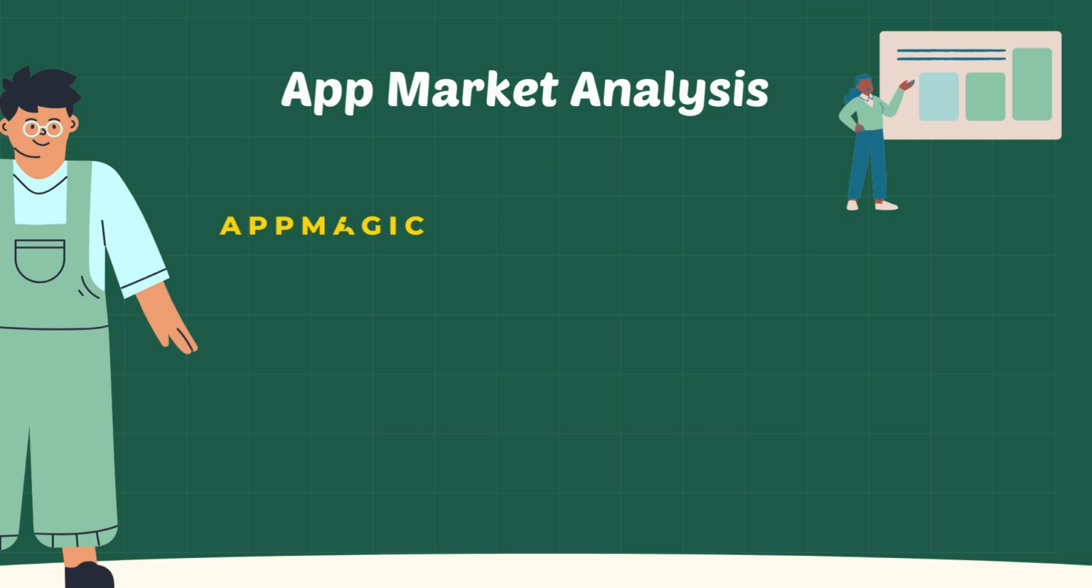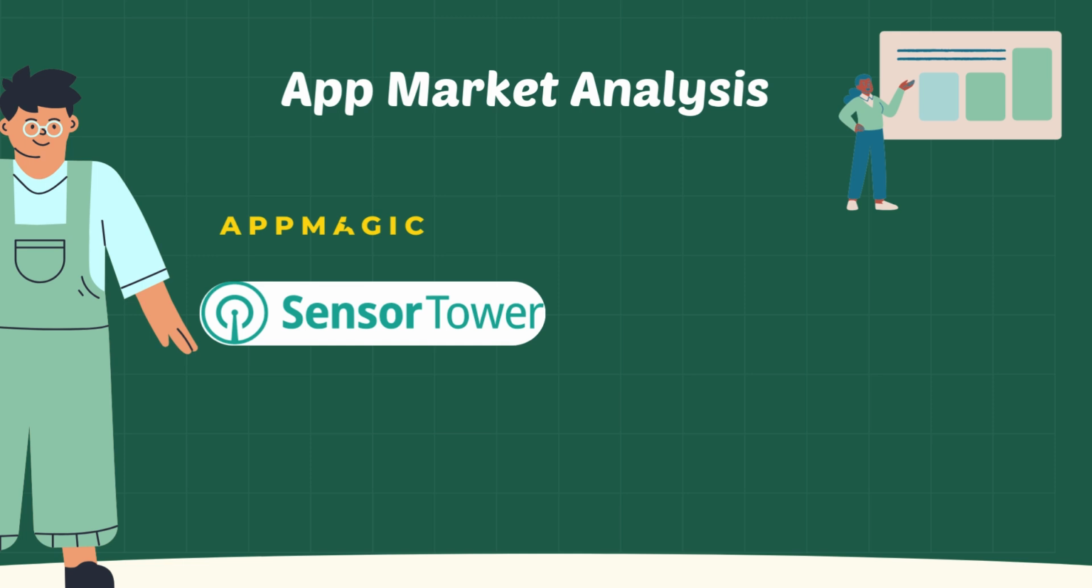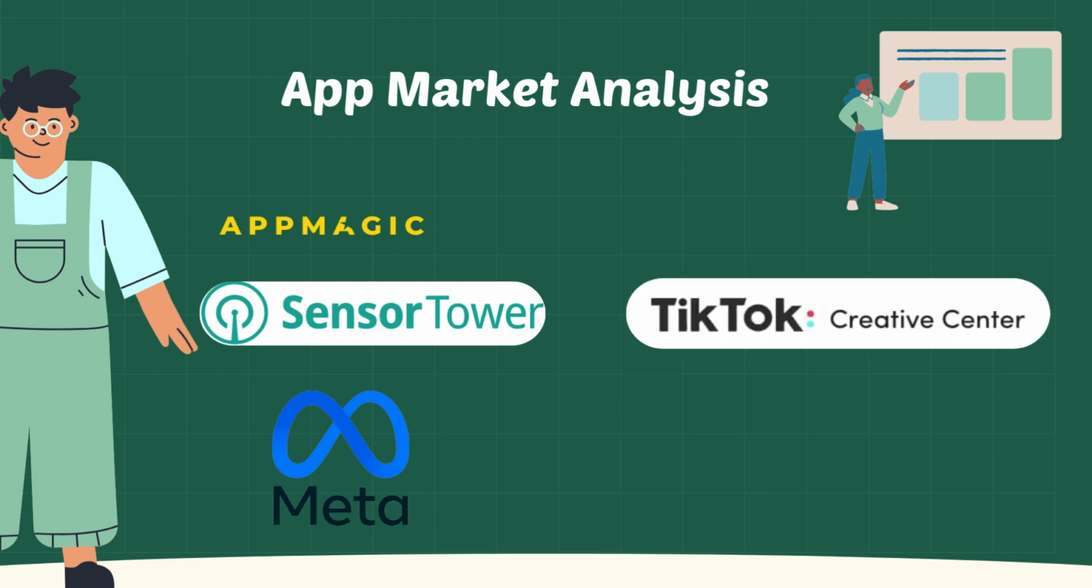AppMagic, a competitive analysis tool for mobile apps, helps you explore market size, download volume, revenue estimates, and App Store trends. Sensor Tower offers insights into app performance, including downloads, revenue, user engagements, and ad intelligence across platforms. Meta Ads Library lets you view both active and inactive ads across Facebook and Instagram, useful for analyzing competitors' past and current creatives, ad formats, copy, and messaging.